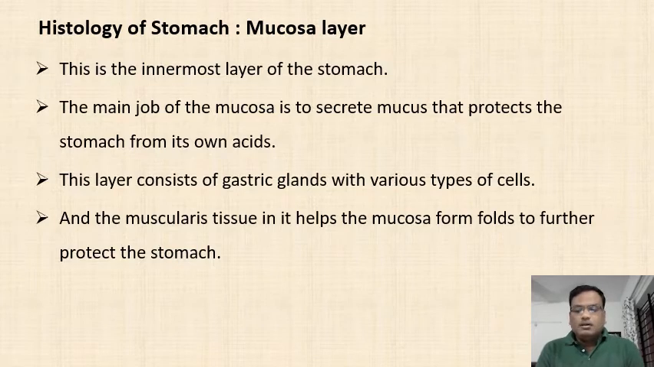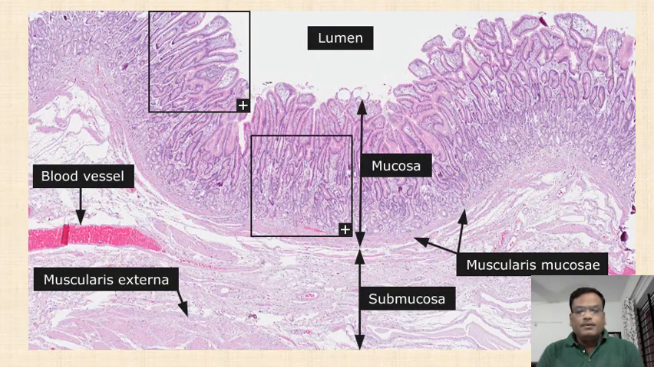And as we already studied, the mucosa layer consists of gastric glands, which mainly produce gastric juice containing enzymes like pepsinogen, pepsin and renin, hydrochloric acid, mucus, water, etc. And this is the diagram of the slide of the transverse section of stomach.